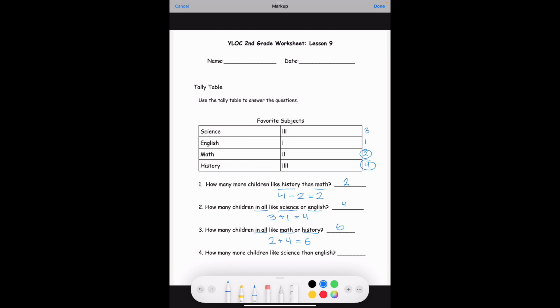Number 4, how many more children like science than English? So let's compare science and English. So science right here had 3, English had 1, and let's subtract to see how many more people like science. 3 minus 1 equals 2. So 2 more people like science than English. On to the next page.